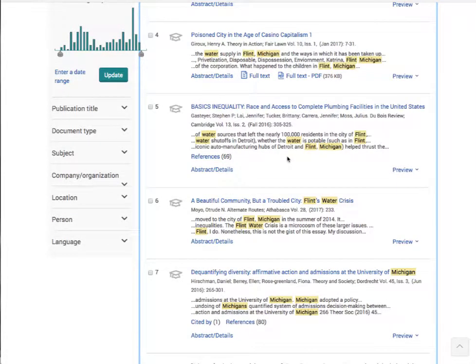Try to look at it from every different perspective. And if your one keyword isn't working, try a different keyword. Put in something more specific. So Flint instead of Michigan, or Flint and Michigan. And you'll get the idea. And you'll wend your way there, and you will get those articles.